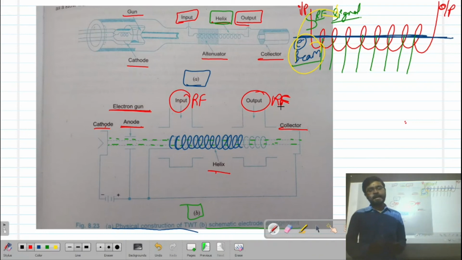So we are completing traveling wave tubes here: two cavity klystron, multi-cavity klystron, reflex klystron, and TWT, the last one. So this is all about today's lecture. Okay, thank you.